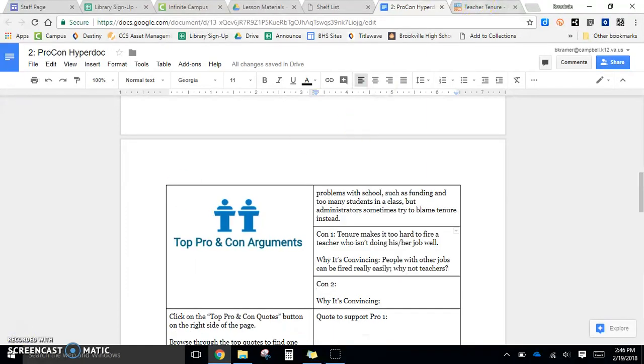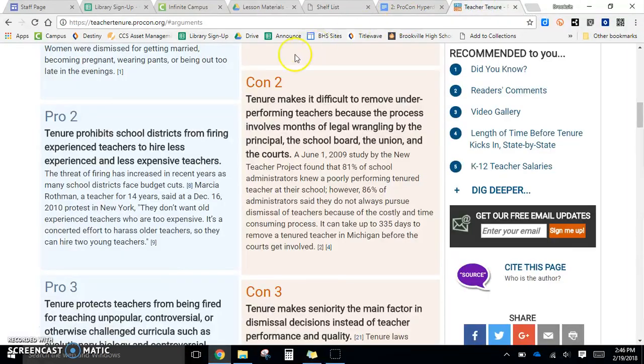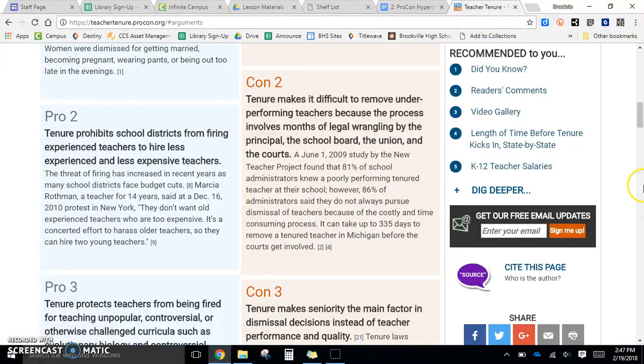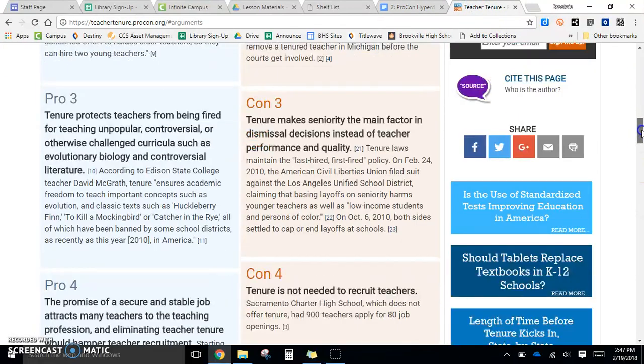Okay, so the first con that I found that I wanted to save is this one that says it makes it difficult to remove underperforming teachers. And I paraphrased and said tenure makes it too hard to fire a teacher who isn't doing his or her job well. And that's convincing to me because people in other jobs can be fired really easily. Why can't teachers? I need to find a second con, which I actually think is going to be the next one down for me, the other one that's most convincing.